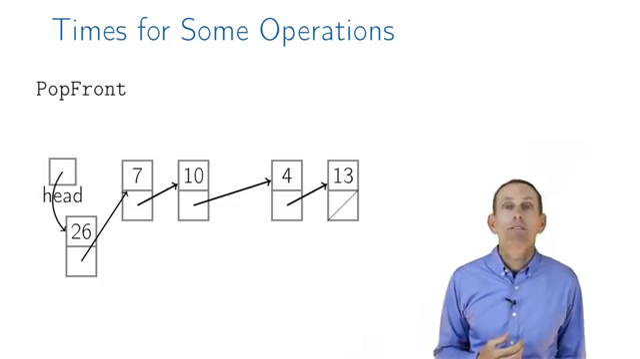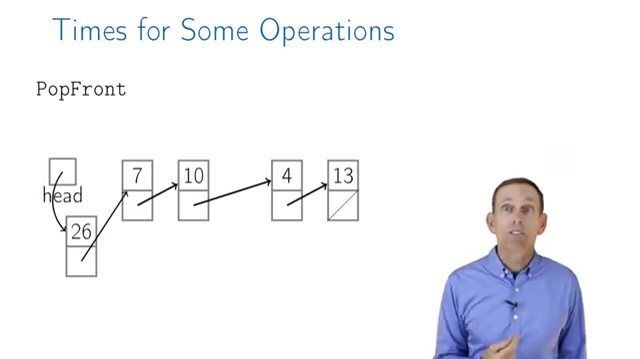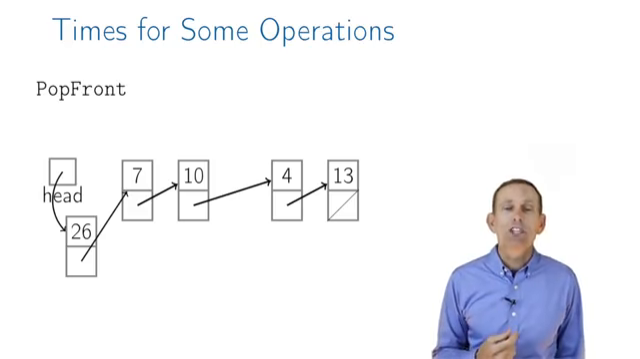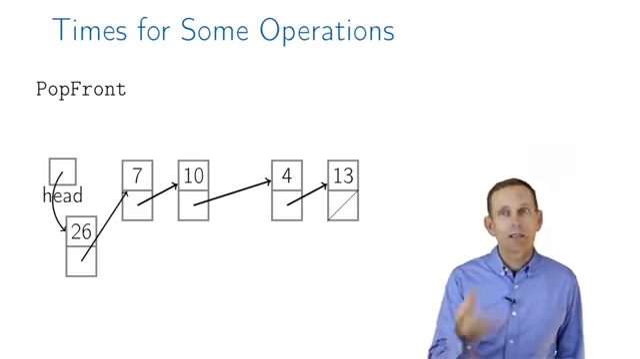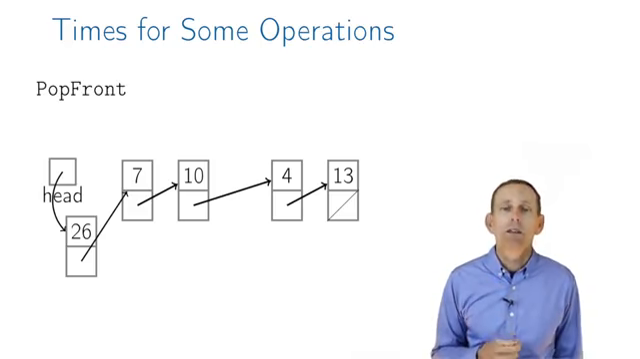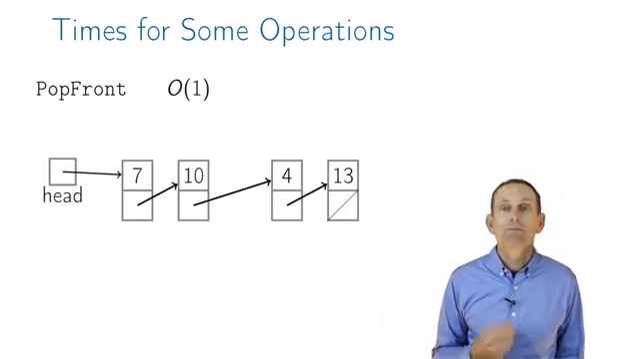If we want to pop the front element, finding the front element is very cheap here, right? We can just look at the first element and return it. So top front is order 1. Pop front also turns out to be order 1. First thing we're going to do is update the head pointer. Then remove the node. That's an order 1 operation.